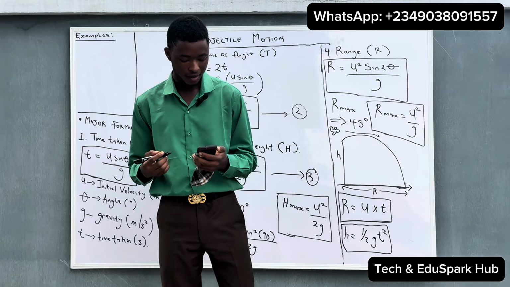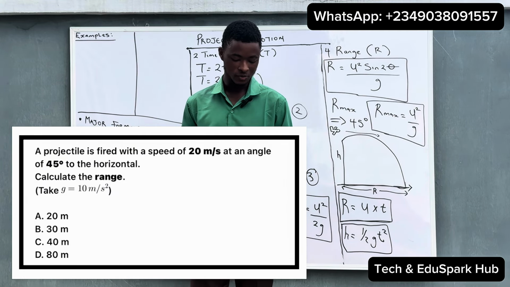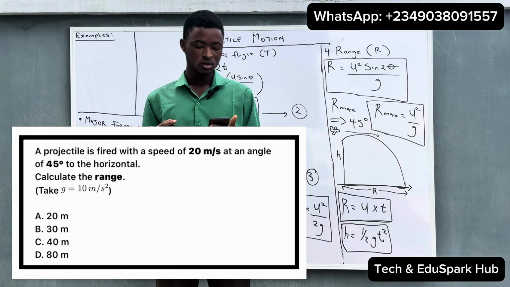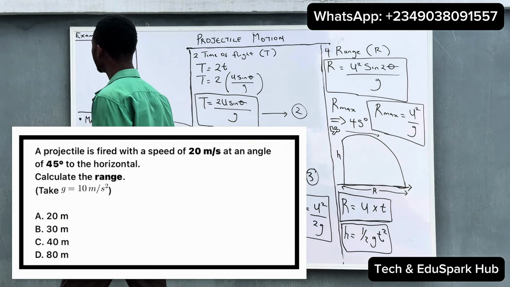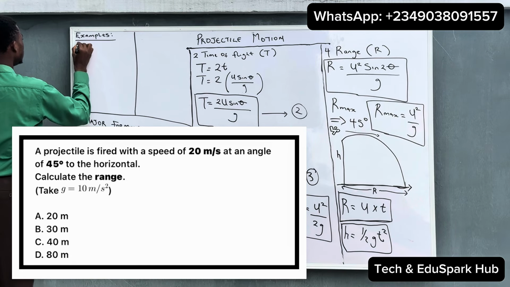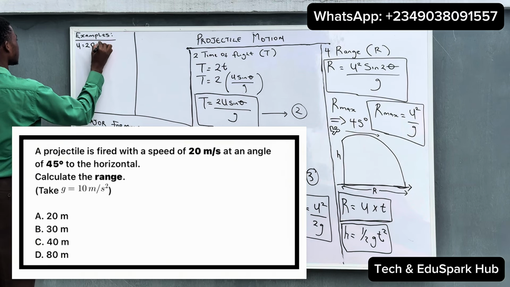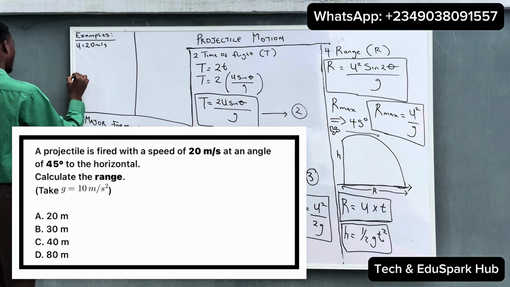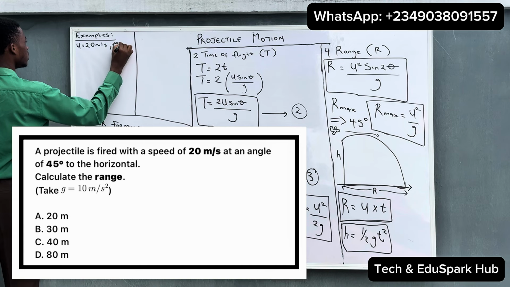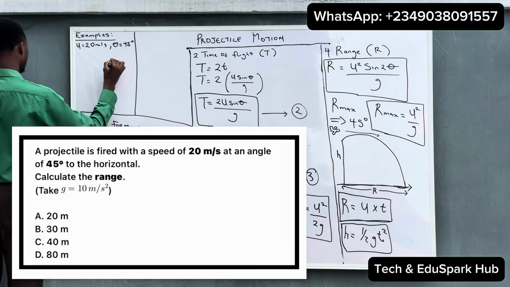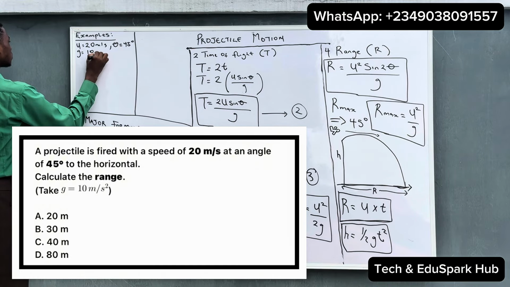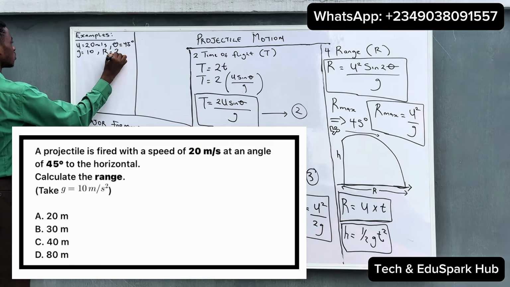The second question says that a projectile is fired with a speed of 20 meters per second at an angle of 45 degrees to the horizontal. Calculate the range. For this kind of question, we're given our initial velocity u, which is equal to 20 meters per second. We're also given our angle theta, equal to 45 degrees, and our gravity g, equal to 10. The question is asking us to calculate the horizontal range, which is unknown.